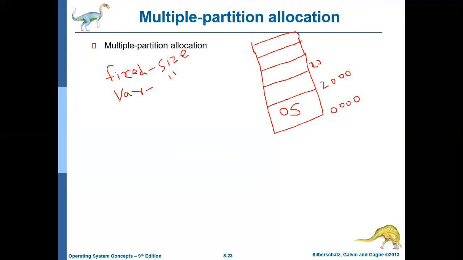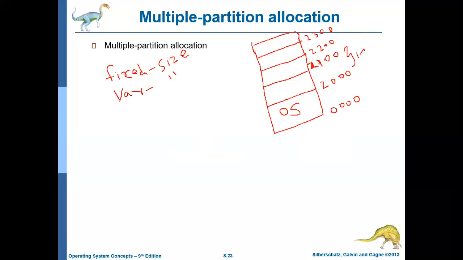So the first partition will go from 2000 to 2099, that is 100 locations, right? Then the second partition will be 2100 to 2199. The third partition will go from 2200 to 2300. So on and so forth, it continues. So your entire memory will be divided into fixed size partitions. Here the fixed size we are taking is 100 MB.